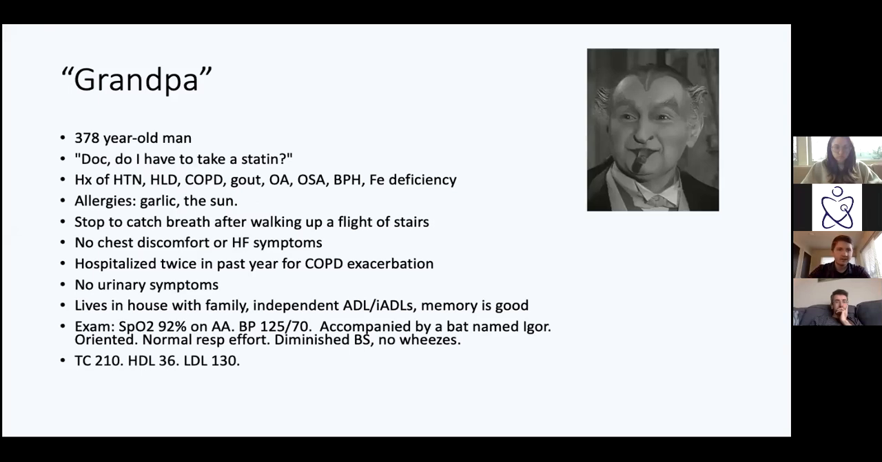Great. Do we have time for another case? I want to pause for questions first. Okay, great. We'll briefly delve into this case. We may not have enough time.